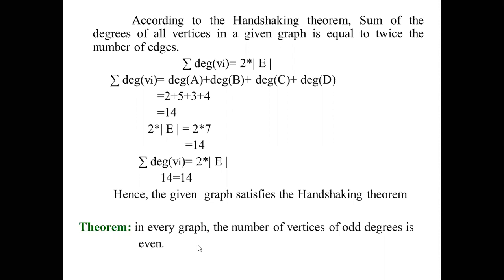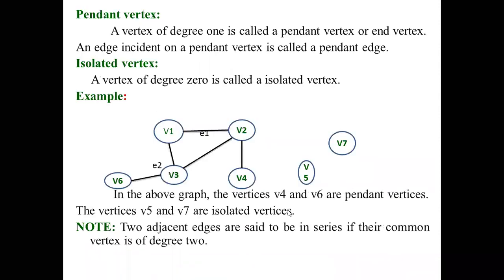So next theorem: in every graph the number of vertices of odd degree is even. In every graph the number of vertices of odd degree is even. That is the statement.